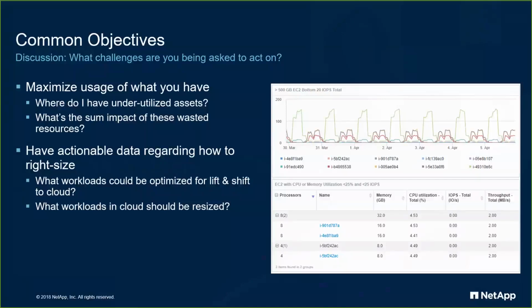Moving into things like, okay, how do we right size? Having actionable data presented in a format that is quick and easy to act on can also be difficult. So a couple of the questions up here: where do I have underutilized assets? What's the sum impact of those wasted resources? Those are things that OCI can reveal to you if you're not already aware of it. And if you are, great. I hope to hear your participation during the demo.